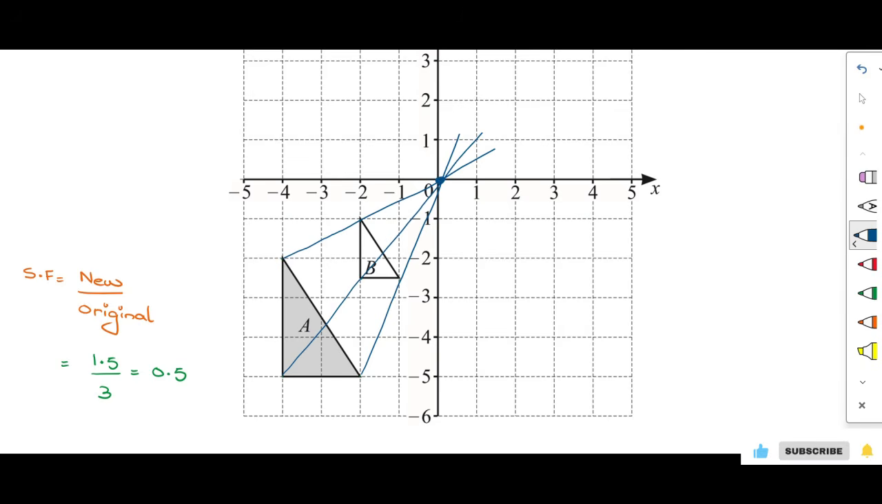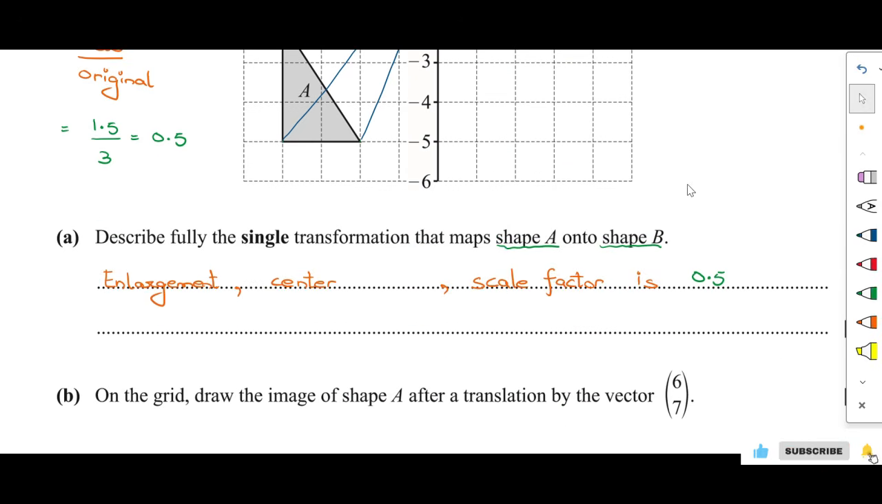So they all meet at the origin 0, 0. It means the center of enlargement is the origin, which is 0, 0.